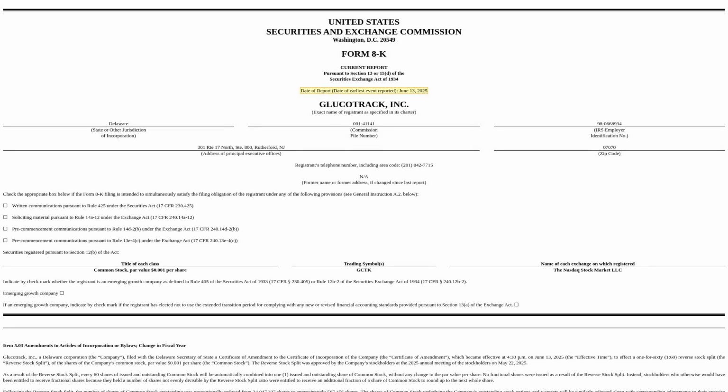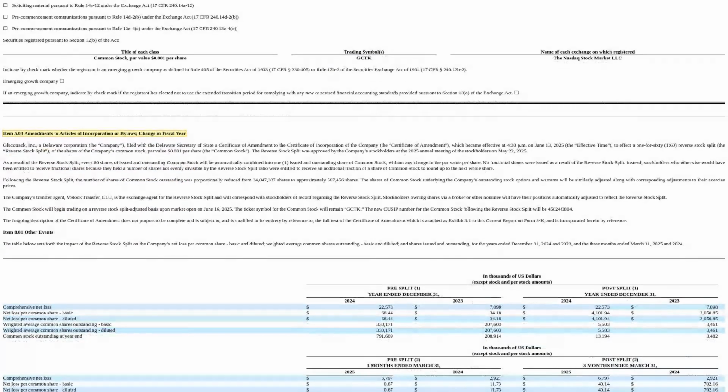This Form 8K was filed because GlucoTrack, a company that makes devices for people with diabetes, did something called a reverse stock split. The date of the event was June 13, 2025. So what is a reverse stock split? It's when a company reduces the number of its outstanding shares. In GlucoTrack's case, they did a 1-for-60 reverse stock split. This means that for every 60 shares of stock you owned, it became 1 share. If you had 120 shares before, you now have 2.